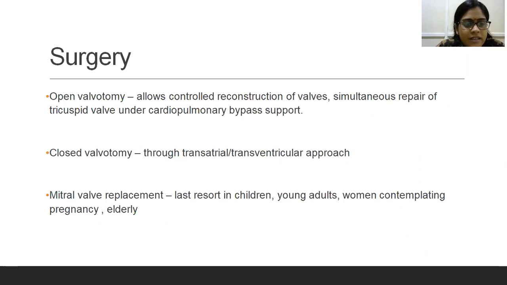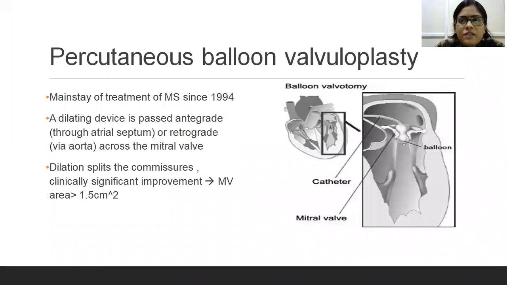Okay, elderly patients. Then lastly, you have percutaneous balloon valvuloplasty. This is the treatment of choice, and it has been ever since 1995. In this procedure, a dilating device is passed either antegrade or retrograde. Antegrade, it is passed through the atrial septum. Retrograde, it is passed via the aorta.